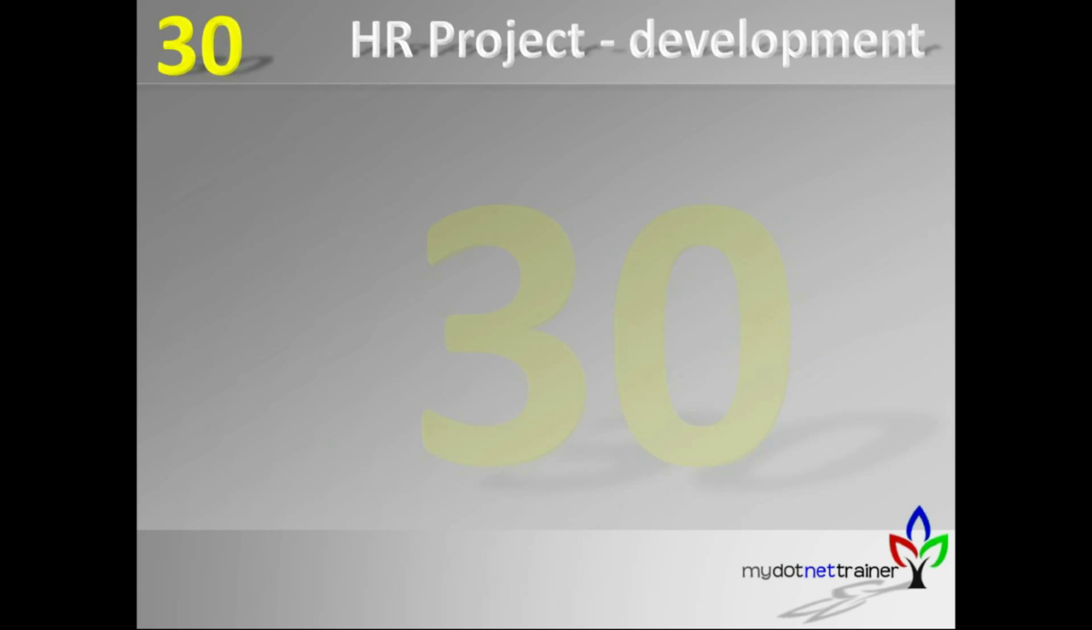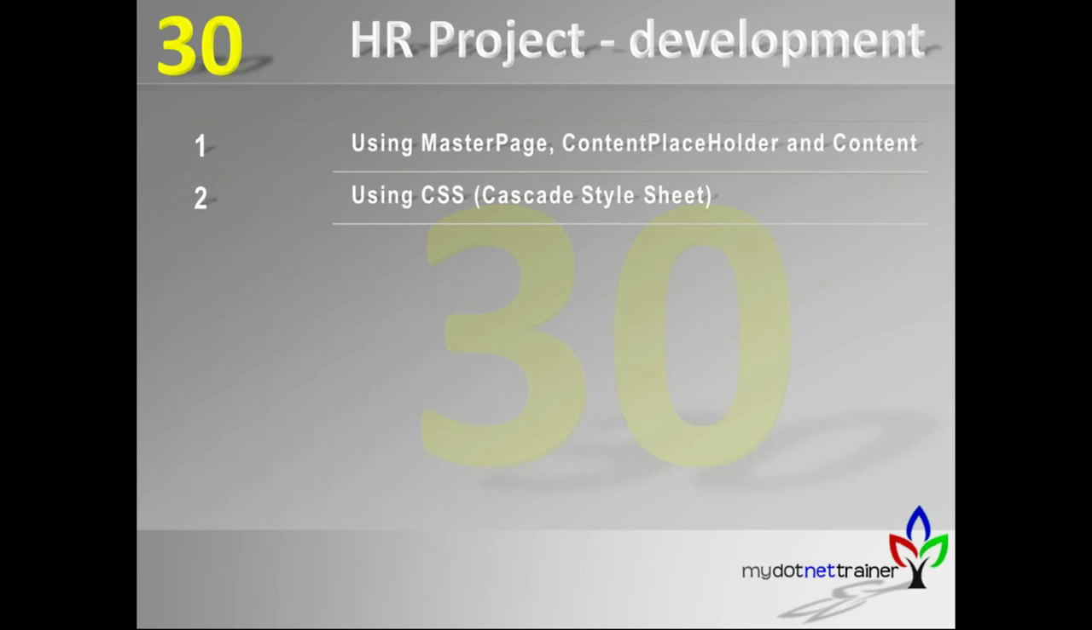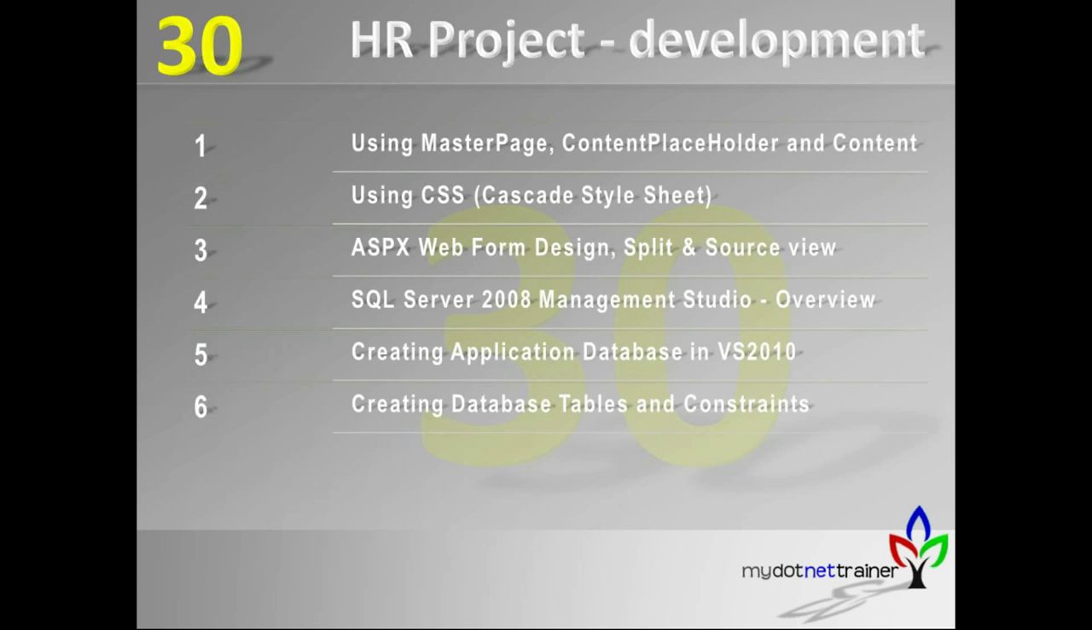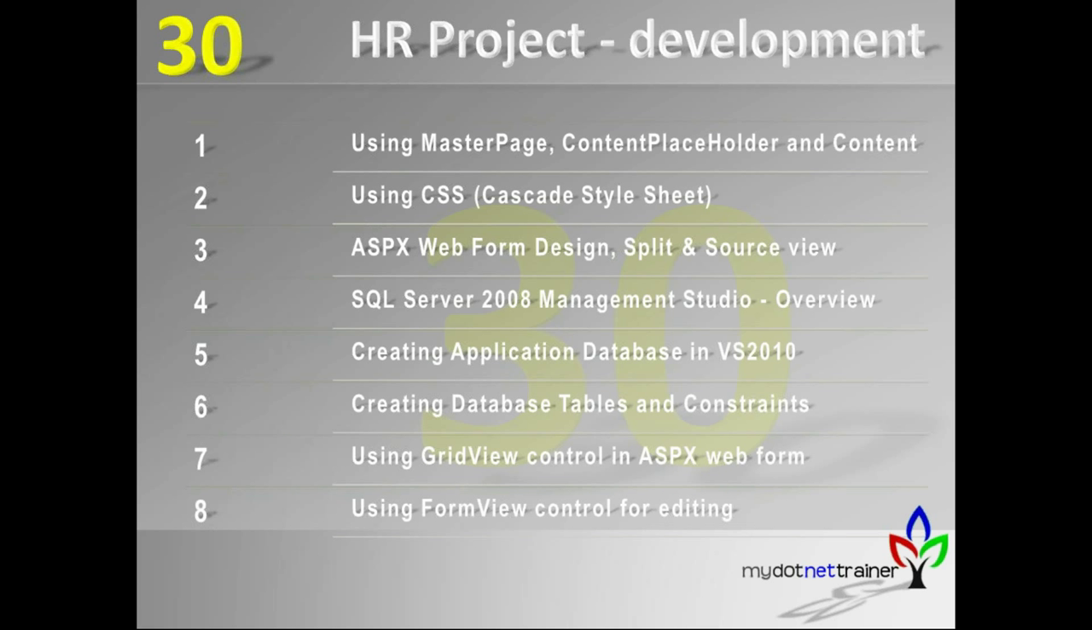So in this session we did continue with our HR project, and we saw how we can use the master page, the content placeholder, and the content within child pages. And we did walk through the Cascading Style Sheet, and we also saw the ASPX web form designer split source view within Visual Studio, and also the SQL Server 2008 Management Studio overview and creating the application database in VS 2010 within the IDE itself without going to the Management Studio. And also we did create database tables and constraints for our project, and we used the grid view control in the ASPX web form and made it editable to manage the data, all the CRUD operations using the grid view and also the form view control for editing the item. So we'll continue with the next level of development in the next session.